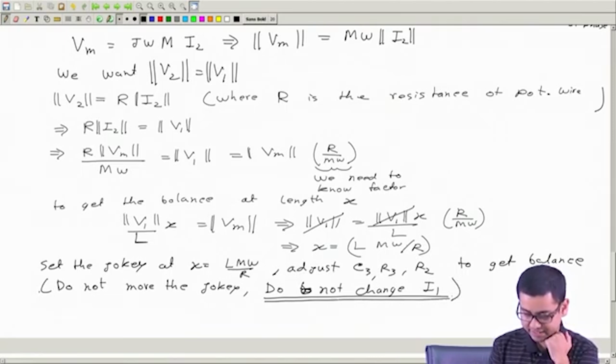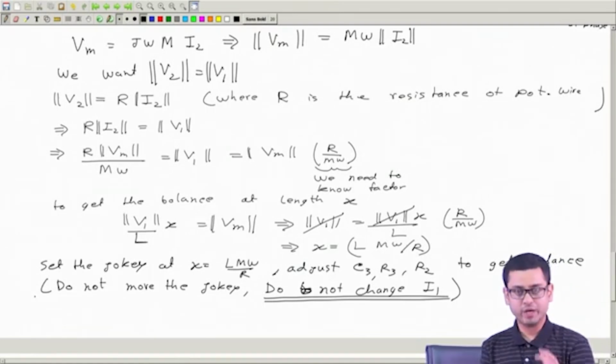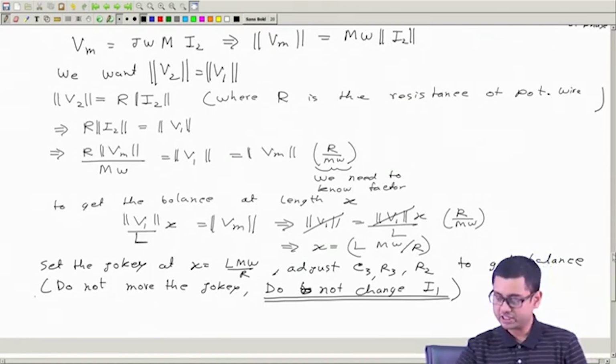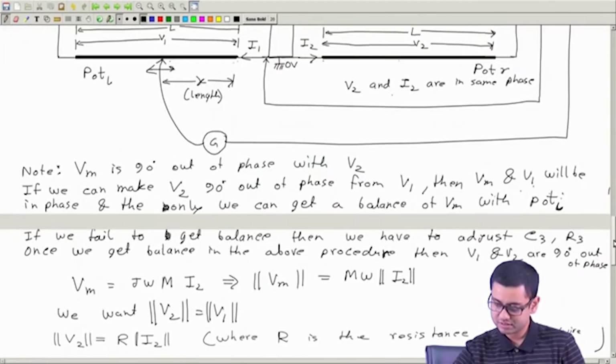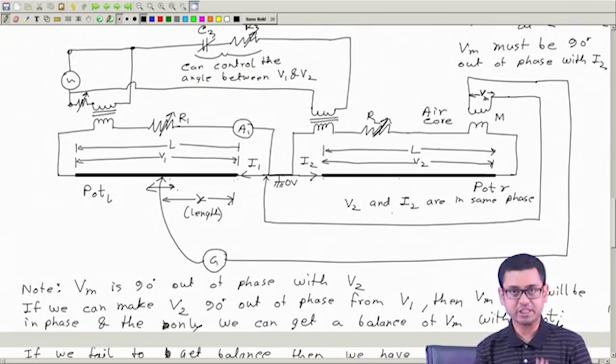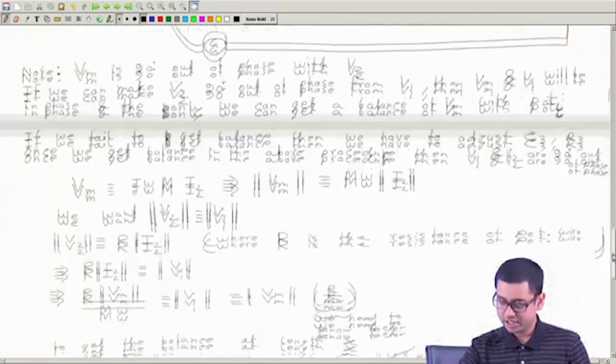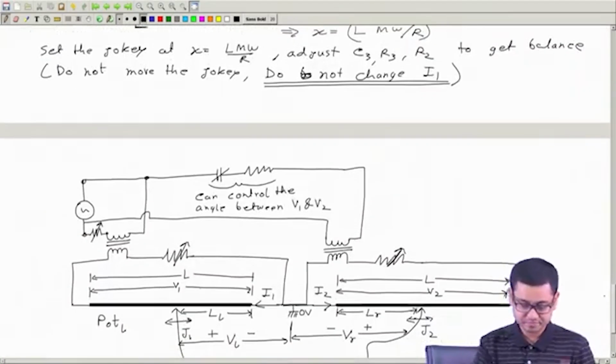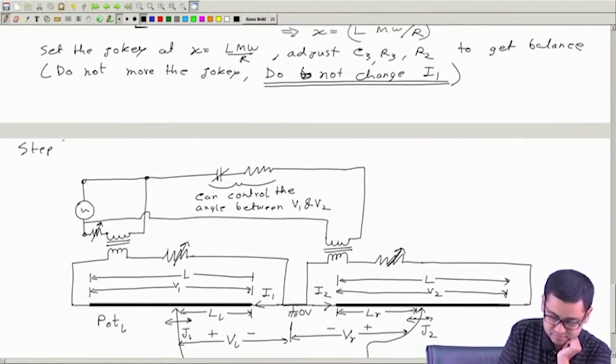Once we get the balance, the calibration of the second potentiometer is over. That means we have made sure the voltage V2 is out of phase from V1 and of the same magnitude as V1. So, this is step 2 over. Now, the final step, step 3. This is the measurement of unknown voltage.